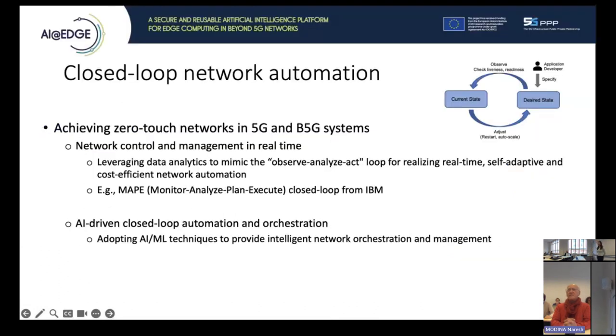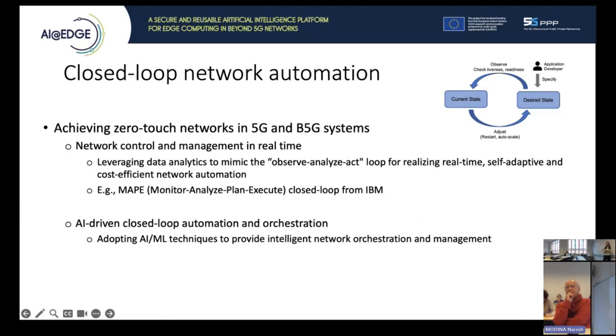Actually, this work is focusing on closed loop network automation, and the main goal is to achieve zero touch networks for 5G and beyond 5G systems. As you know, the classical way to do that is to leverage data analytics to mimic the observe and analyze act loop for realizing real-time and self-adaptive network automation. One of the examples that are very well known in the literature is the MAPE closed loop from IBM.